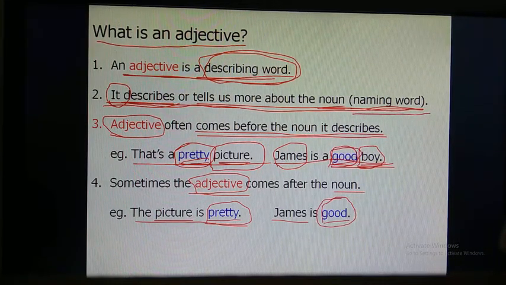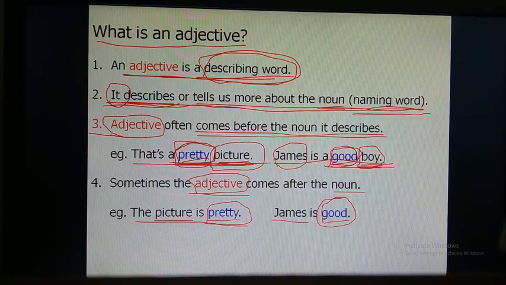Number 3, it comes before the noun. You will find it coming just before the noun it describes. Look at the example for number 3, pretty. So that's a pretty picture. See, pretty is coming before the noun, and it is describing the noun picture. Therefore in pretty picture, pretty is the adjective, picture is the noun.